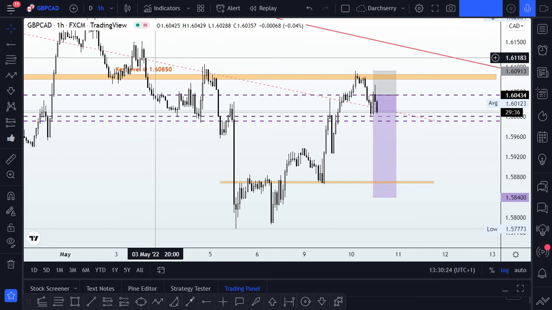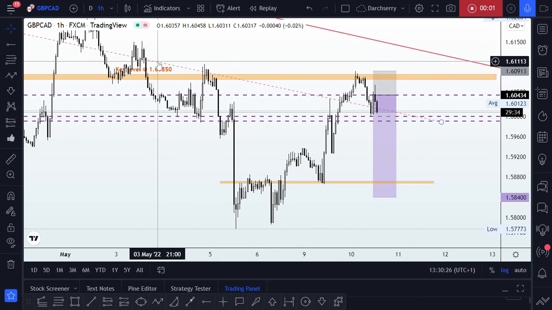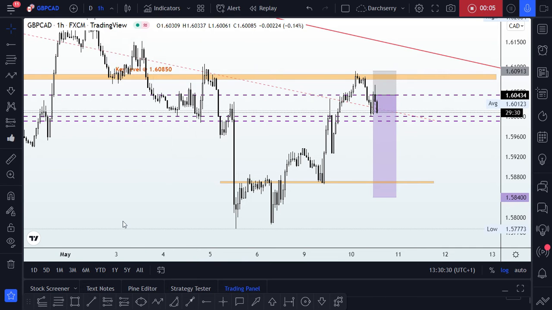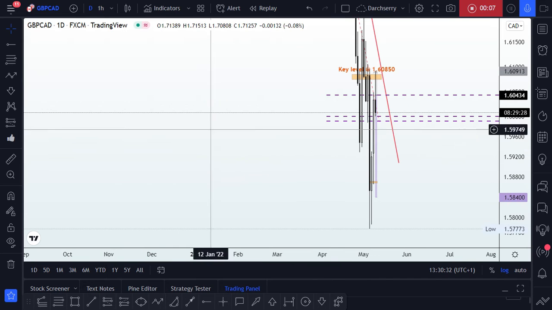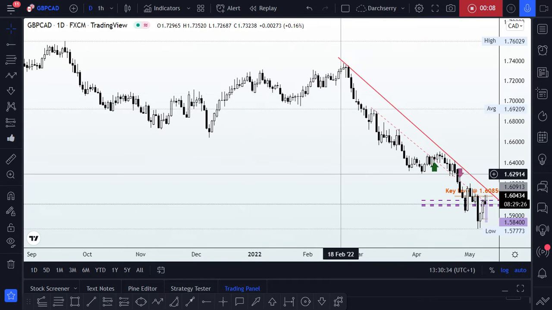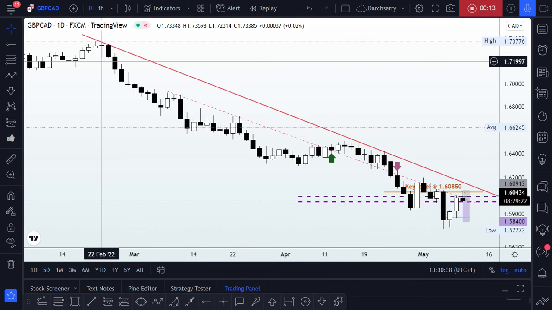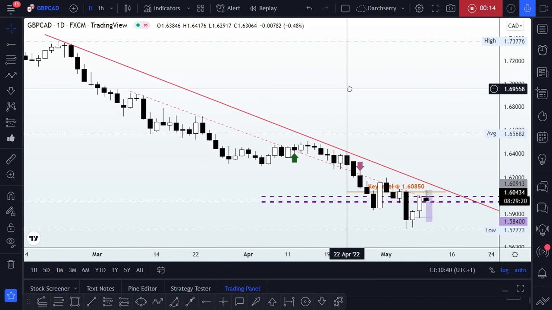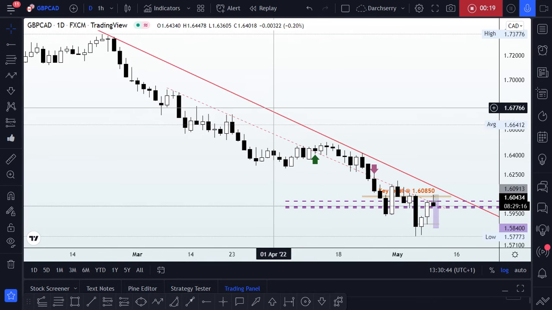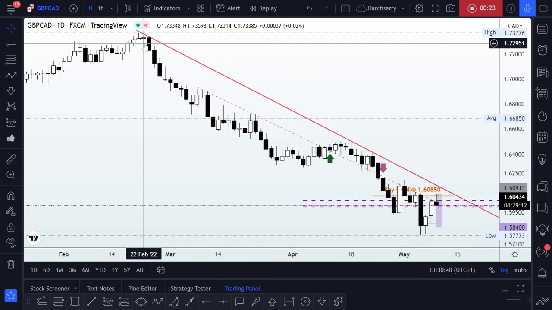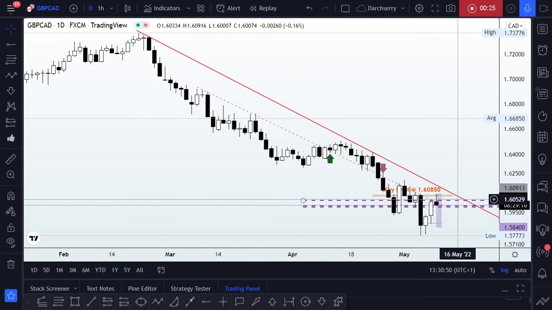So on the GBPCAD, what do we have here? Moving to a much higher time frame in the form of the daily time frame, what we see here is definitely obvious. We've been bearish since February of this year, and this can be seen with the visual representation of a trend line moving from what has been happening since February to what we have at this moment.